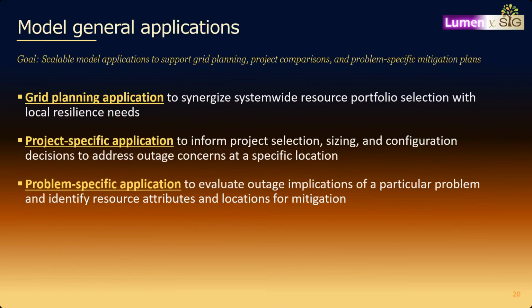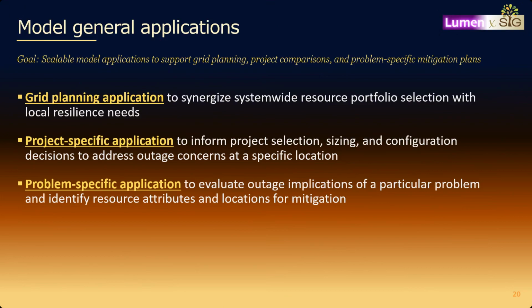Recognizing the cross-cutting nature of the resilience problem, our primary goal is to develop a scalable model that can support broad grid planning processes as well as more targeted project or problem-specific mitigation efforts. So a grid planning application would focus on aligning system-wide resource portfolio selection with local resilience needs. Whereas a project-specific application would assume that a project location is already identified, but aims to inform how that project should be selected, sized, or configured to address key outage concerns at that location.